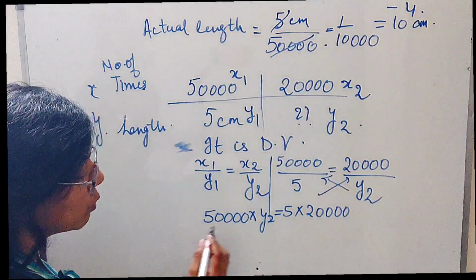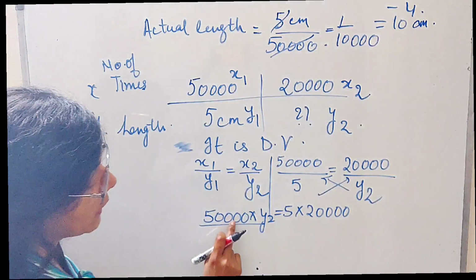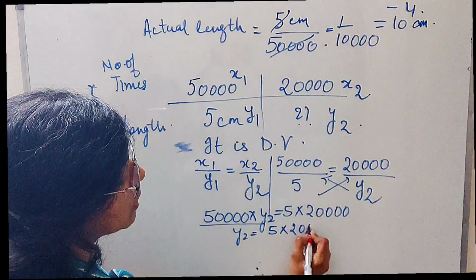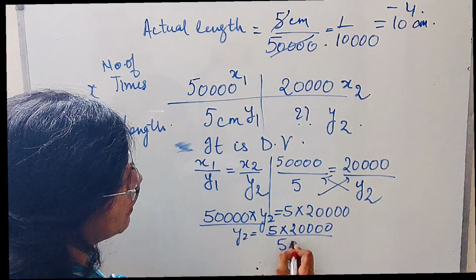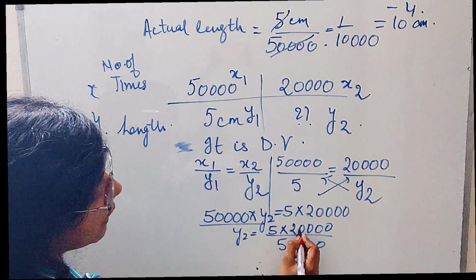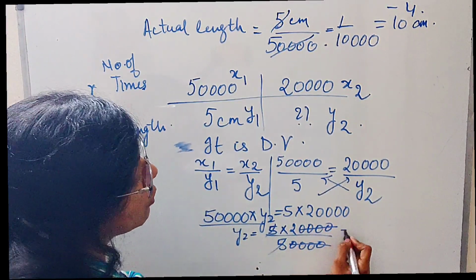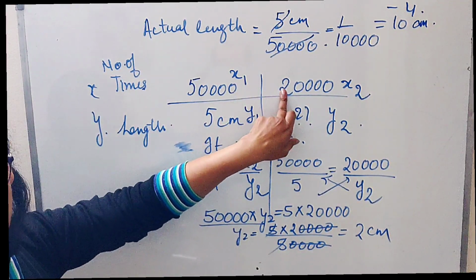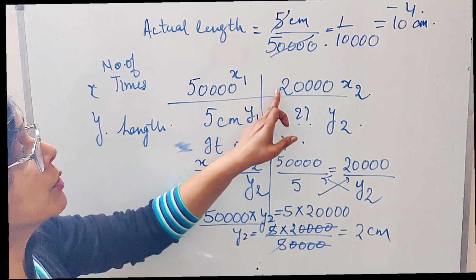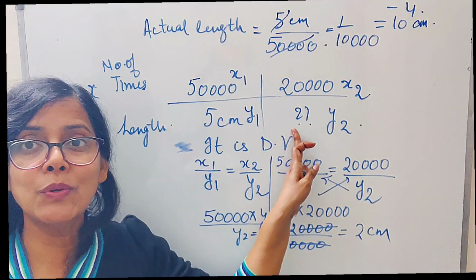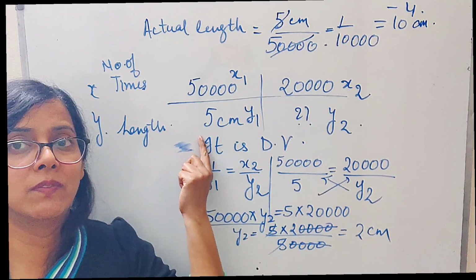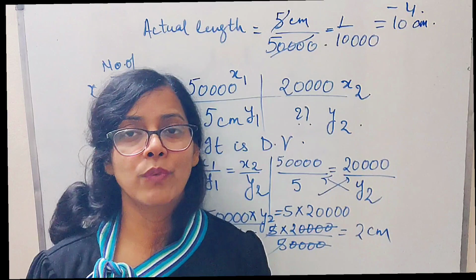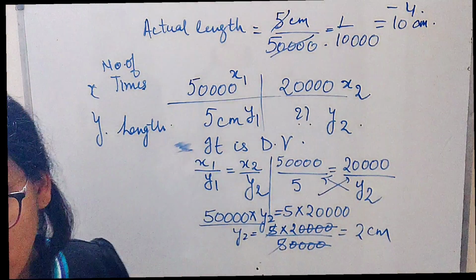Now what you will do? This is in multiplication here. You will take this here in division. So y2 will be 5 into 20,000 divided by 50,000. So your answer will be, cut these 4 zeros, 5 से 5 cut हो जाएगा and your answer will be 2 centimeter. So you see, when you have reduced the number of times it was enlarged, then the length is also reduced. Here the large length was 5 centimeter, here it came to be 2 centimeter. So this is direct variation. So we have finished question number 5 here.